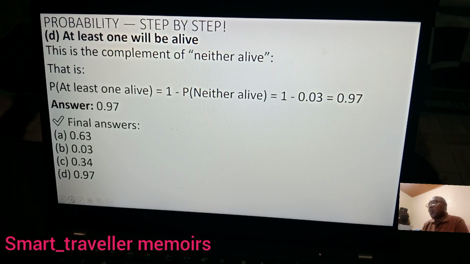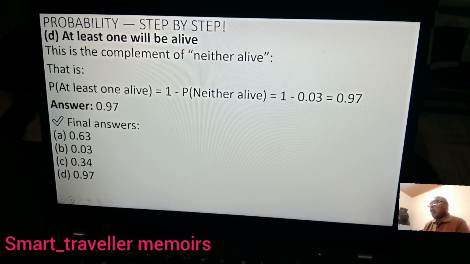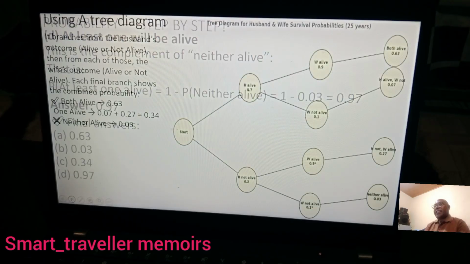D, at least one will be alive. This is the complement of neither alive. That is, P at least one alive is equal to 1 minus P neither alive, which is equal to 1 minus 0.03, which is going to give us 0.97. Because the probability of neither alive is 0.03, as we have found, and therefore we get the answer 0.97. And therefore the final answers will be for A 0.63, for B 0.03, for C 0.34, and for D 0.97.